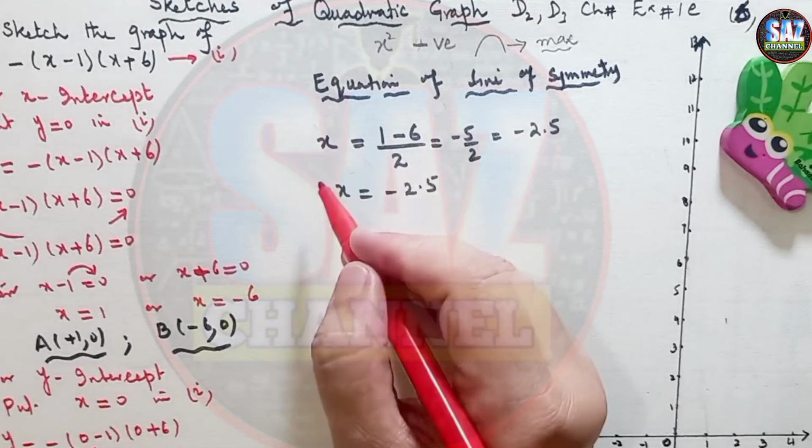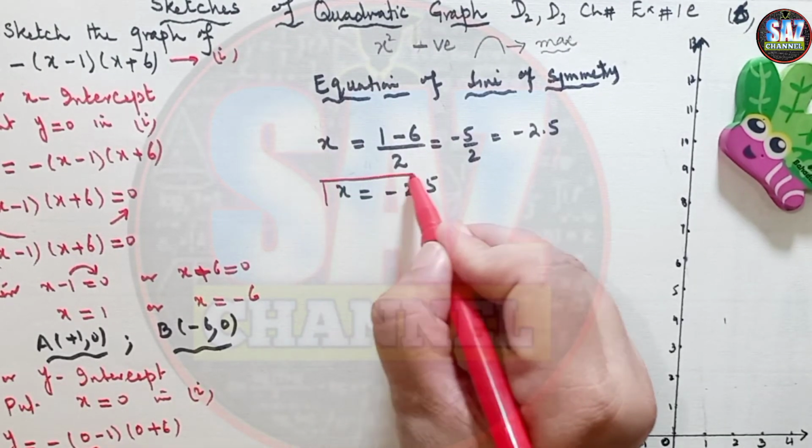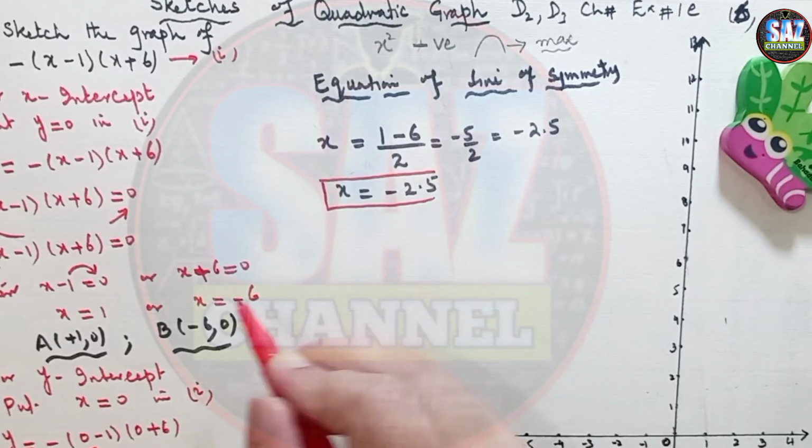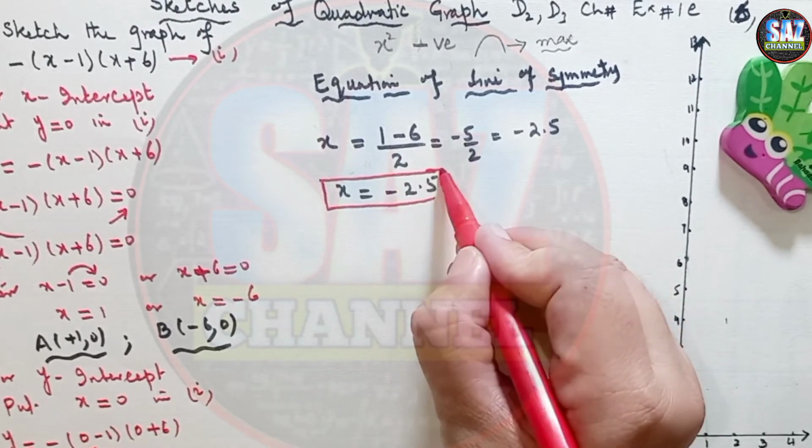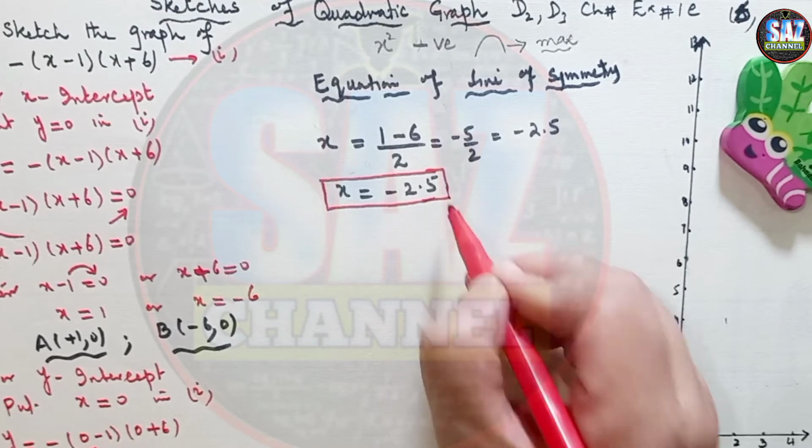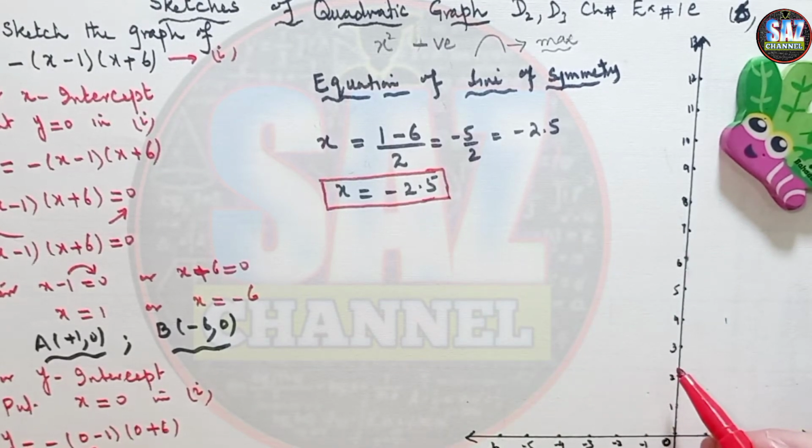And let me box this answer. And now what is the role of the line of symmetry? The role of the line of symmetry is that it will be helping us in finding the maximum point.